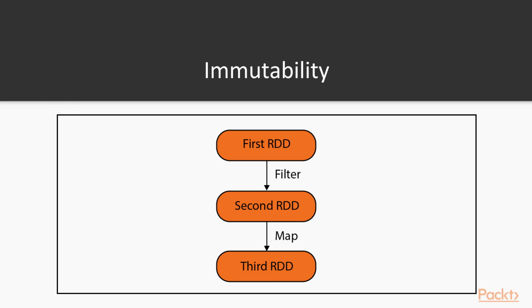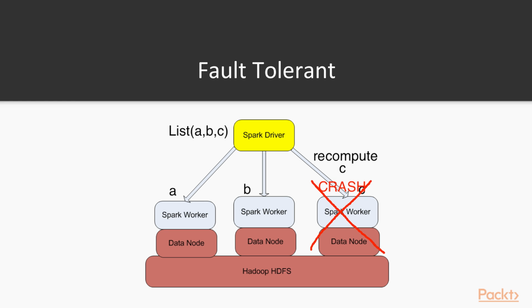Every RDD is immutable, so if we are creating some filtering operation, it will create another, second RDD. And if we are mapping some elements, it will create another RDD, and we can see that the third RDD has a pointer to the second RDD, and the second RDD has a pointer to the first RDD. And Spark is fault tolerant.